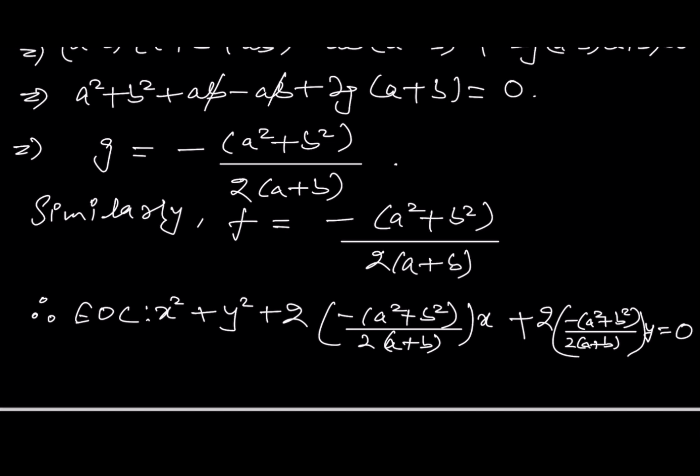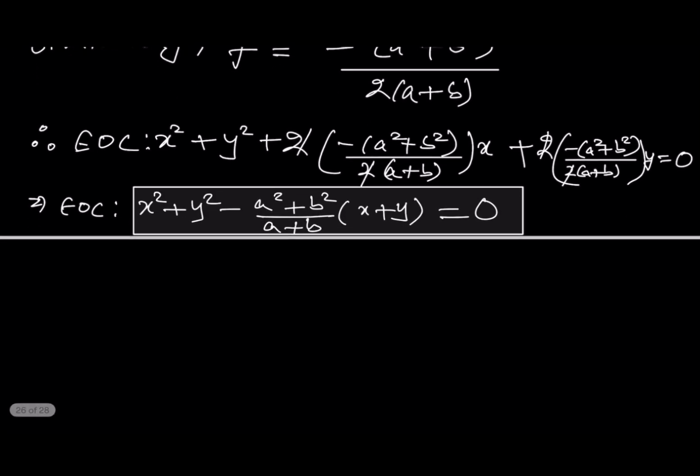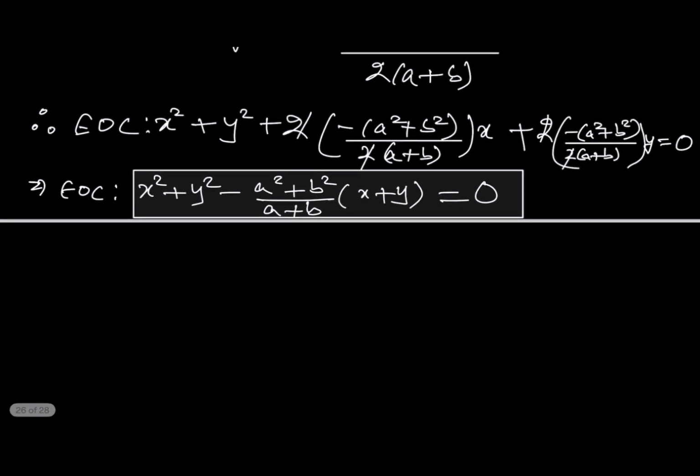So after simplifying, this will become x square plus y square minus of (a square plus b square) upon (a plus b) times (x plus y) is equal to 0. This is the final equation of the circle. Now we have to find the x-intercept and y-intercept as well.